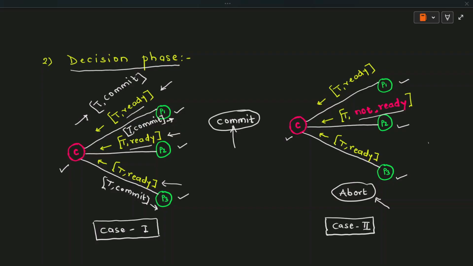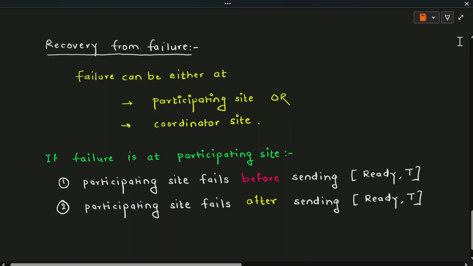The two-phase commit protocol checks these log files and recovers with the help of the logs. The failure can be either at a participating site or at the coordinator site. If the failure is at a participating site, then there are two cases. The first is the participating site fails before sending the ready message, and the second is the participating site fails after sending the ready message. If the participating site fails before sending the ready message, then the coordinator site will not receive the message and the transaction will be aborted. So the coordinator will assume that the participating site is not ready for committing the transaction.